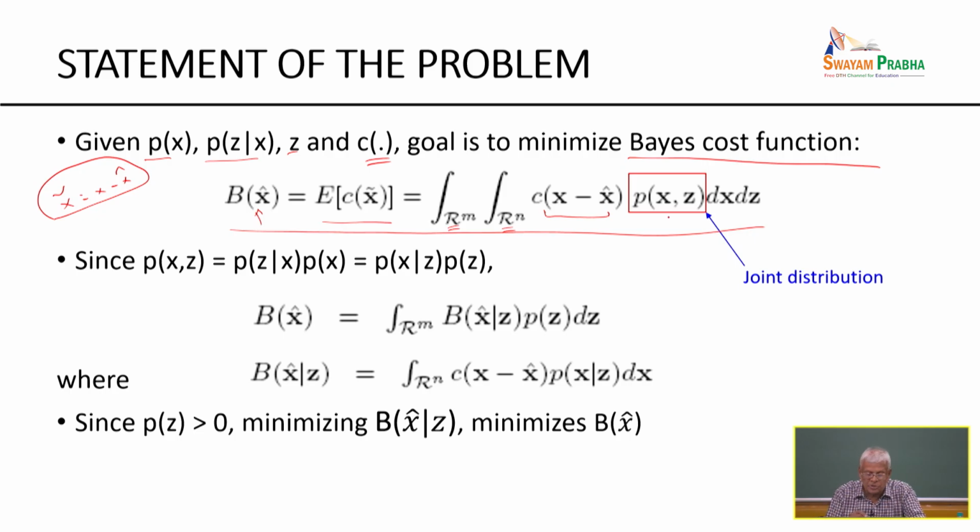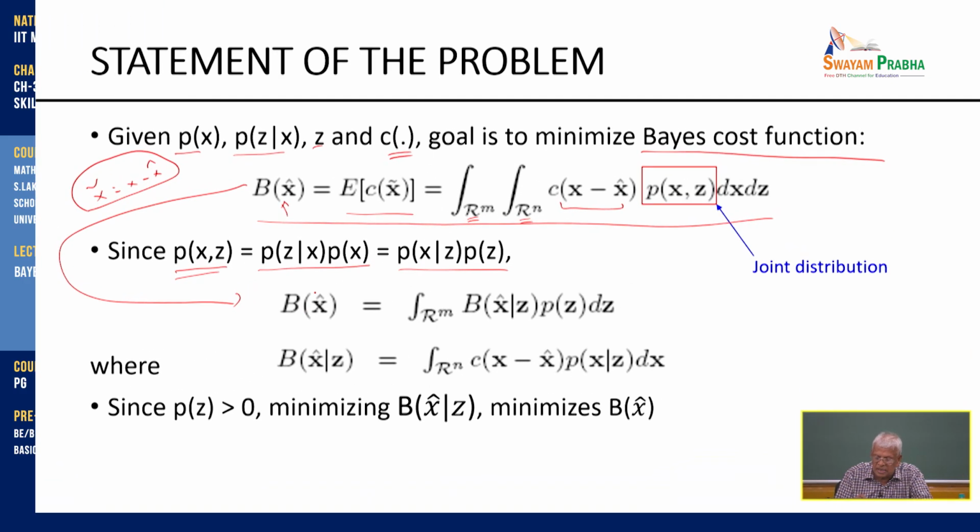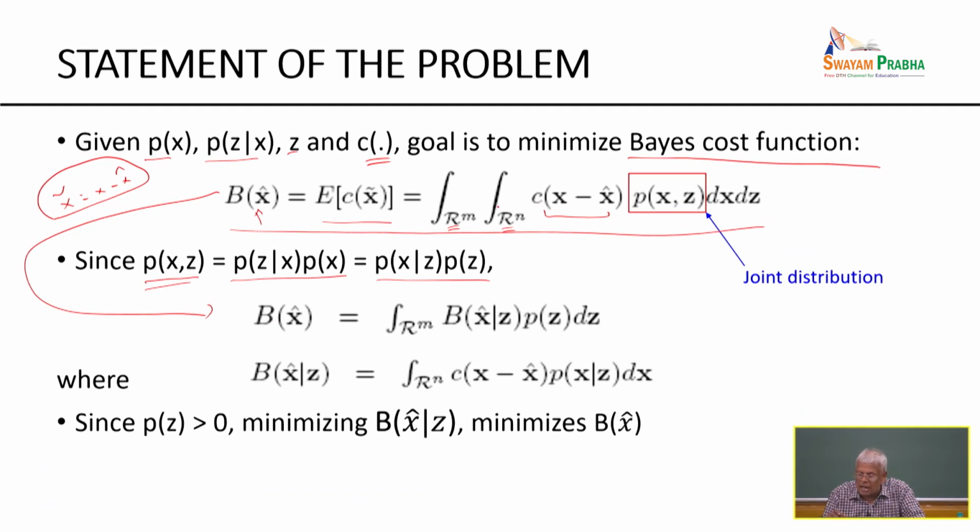Now, the joint distribution can be expressed as the product of the conditional distribution and p of x. It can also be expressed this way: p of x given z and p of z. This comes from the basic Bayes rule. Now I am going to re-express this: B of x hat is equal to the integral over R^m of B of x hat given z times p of z dz, where B of x hat given z means, given the observation, what is the cost of the estimate? And that is given by this inner integral.